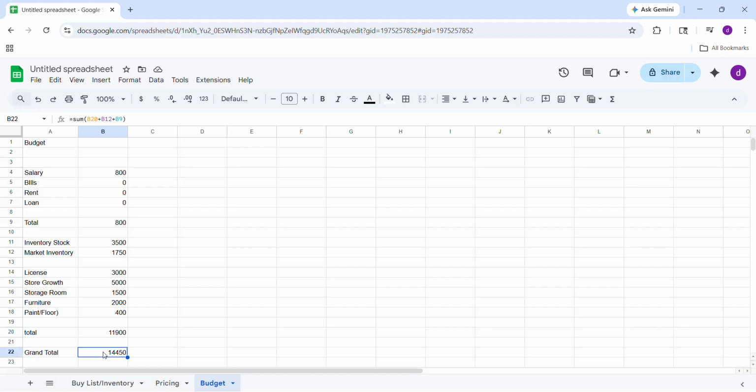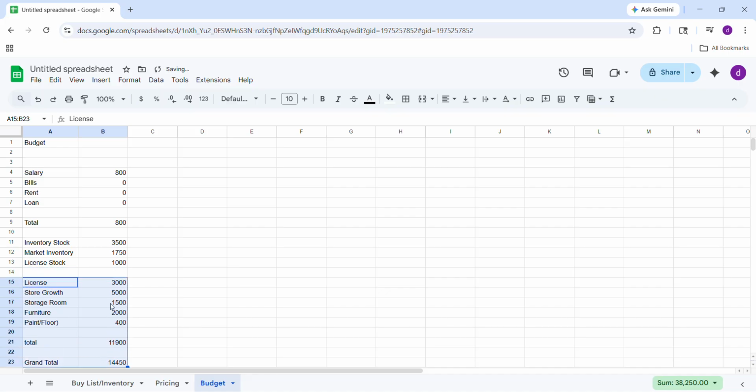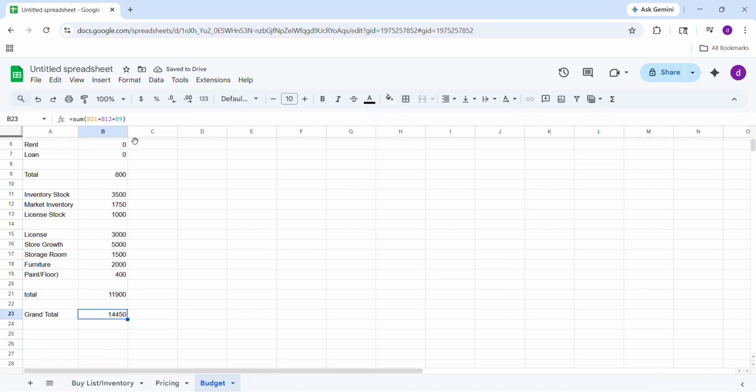Now I know if I ignore paying bills and rent and loans for that one day, I'm going to pay $14,450 to have everything I need for the new license. So stock will go in whatever our license stock is. Save yourself an extra 1,000 or two for that. So I'm going to add this license stock, an extra grand. And I'm just going to space this out. And let's add this into the grand total.